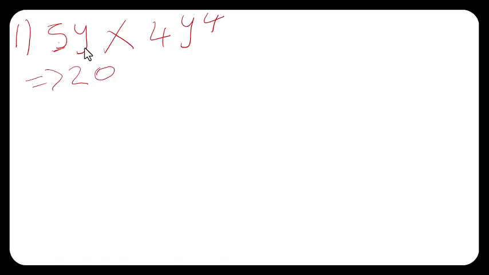Then next thing is that we have y. According to our rule, this y is same thing as y raised to power 1. So you have 20y to the power 1 plus what? 4. 1 plus 4 is what? 5. So 20y is to power 5. That's our answer.